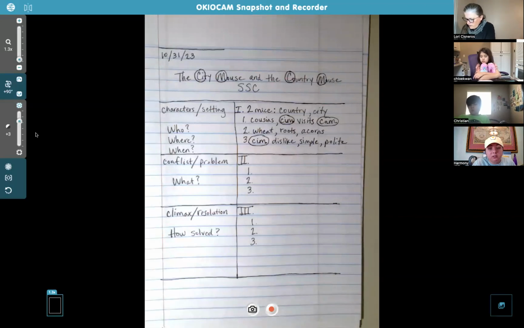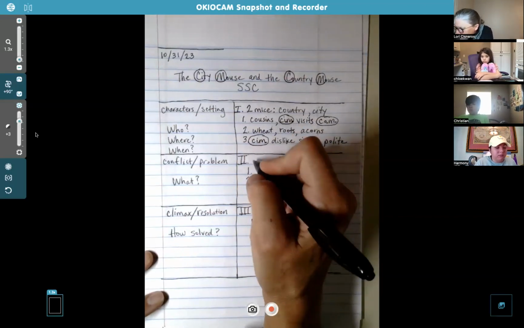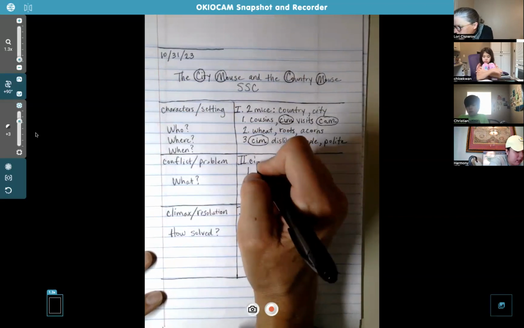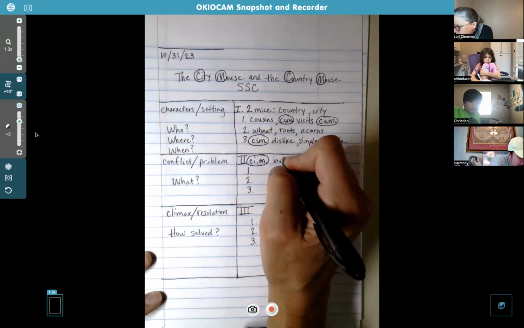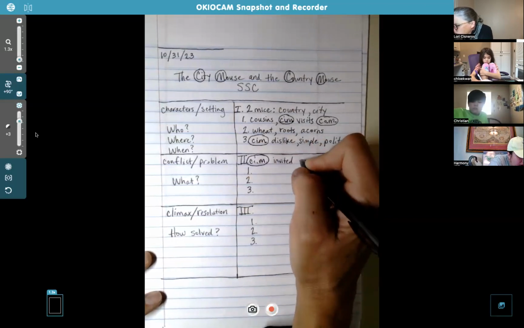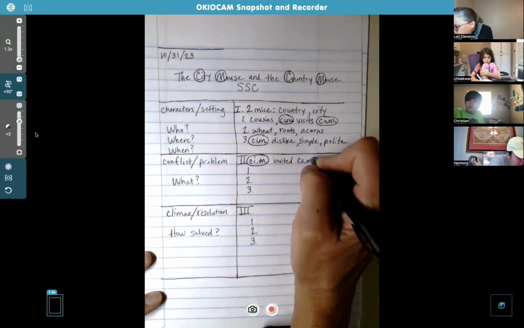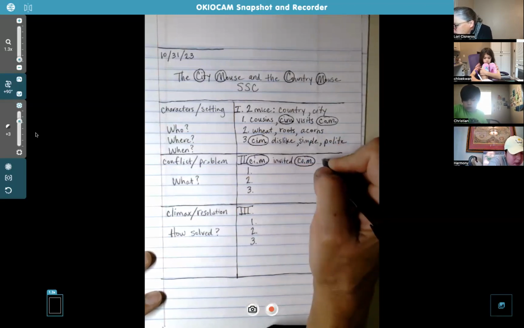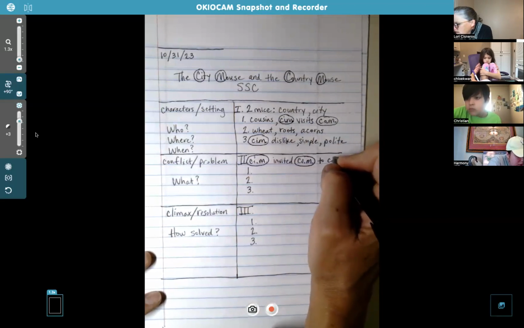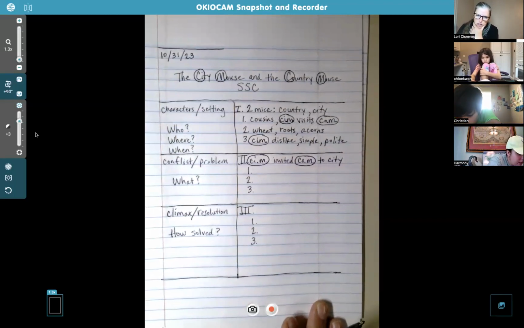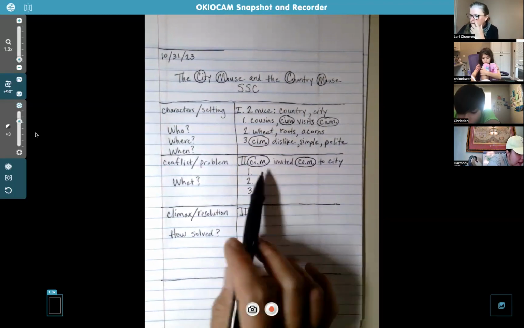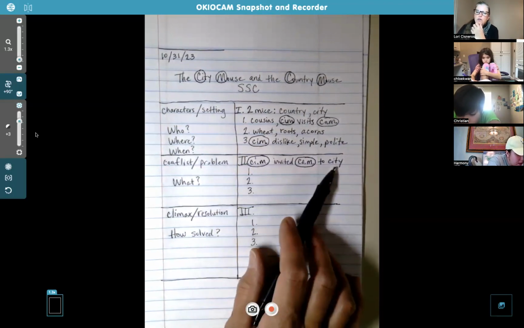Okay, good. So let's remember how we put CIM for city mouse? So let's put CIM with a circle around it. City mouse invited COM, country mouse, to the city. I know to isn't really a keyword, but that's okay. We're just using notes here to help us remember the sequence of the story. So basically, the city mouse invited the country mouse to the city.